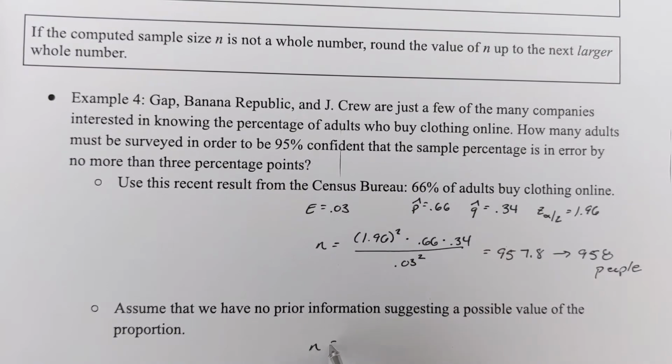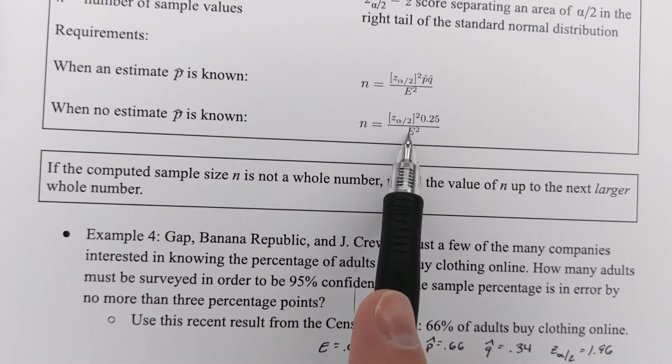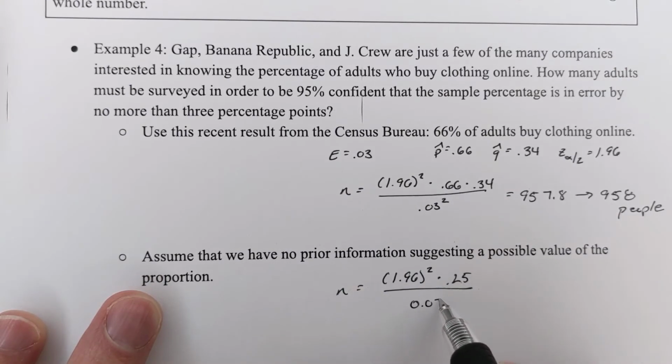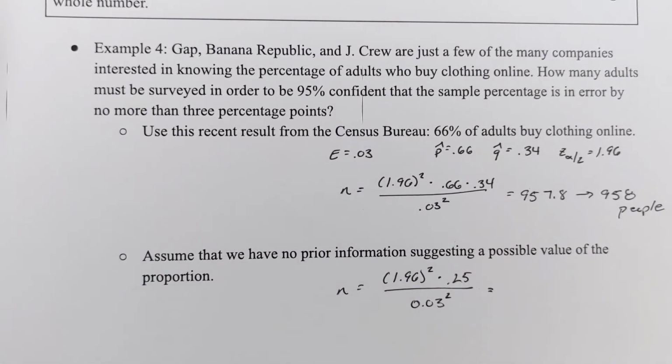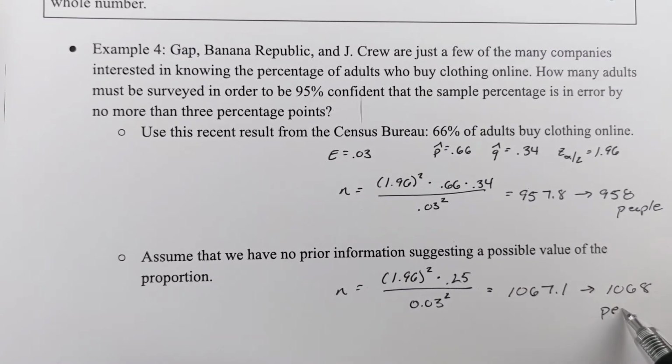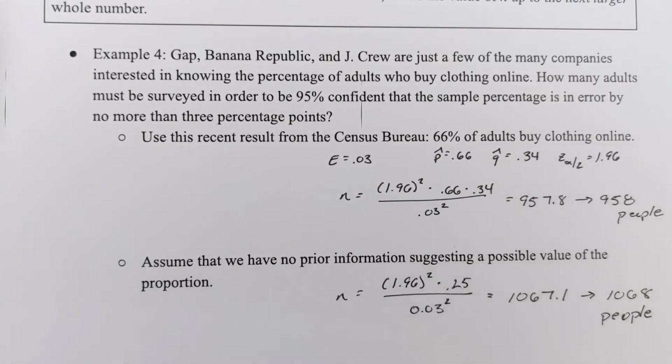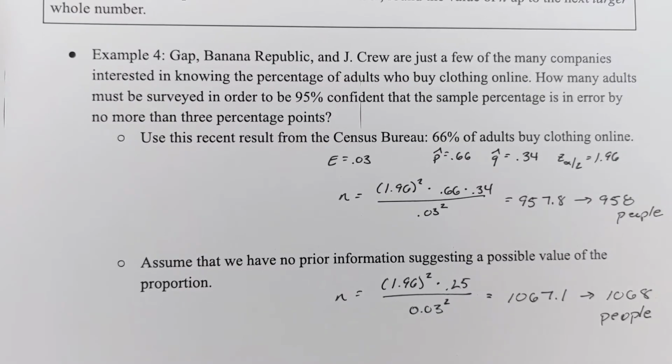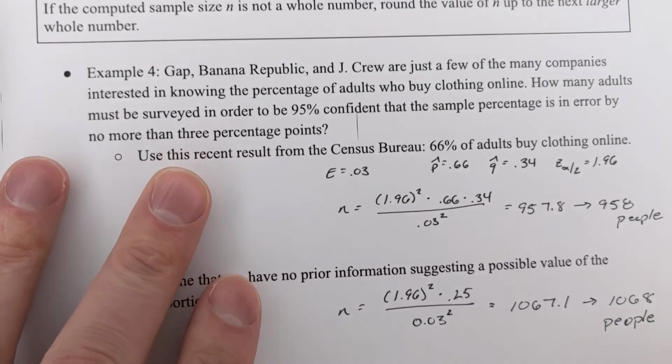No prior information uses the other formula, so z alpha over 2 squared, and then just times 0.25. That's using the bottom equation here. No estimate known. Over 0.03 squared, and this comes out to be 1.96 squared times 0.25 divided by 0.03 squared. Gives us 1067.1, so rounded up. You would have to survey slightly more people if we did not have an actual estimate to work with. So don't forget to round up.